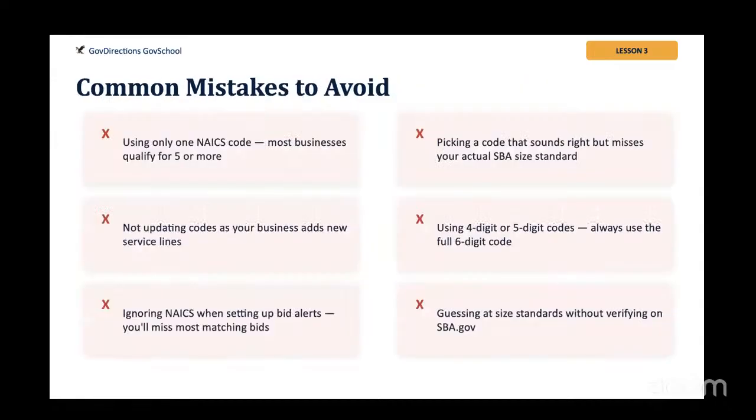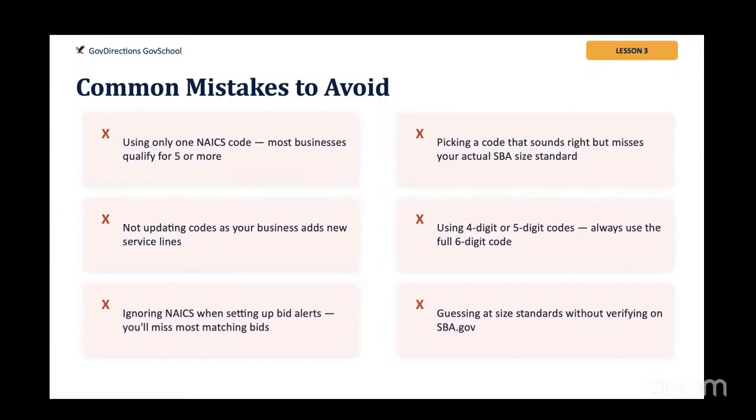Common mistakes: use only one NAICS code. If you only use one, you're missing out. Most businesses qualify for 5 or more, so make sure you expand a little bit. Exceptions, of course, to that rule. Picking a code that sounds right but misses your actual SBA size standard, that's another one. So review both. Not updating your codes as your business adds a new service line. That's a common mistake. You need to update, but you only have to update once.